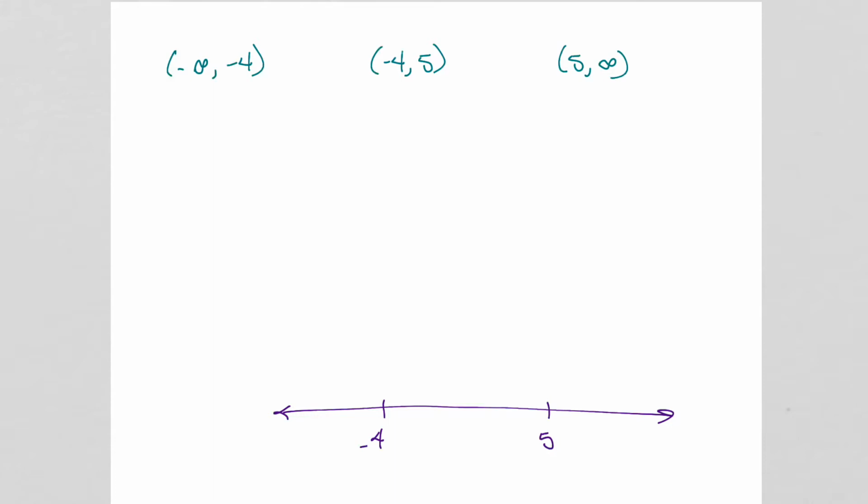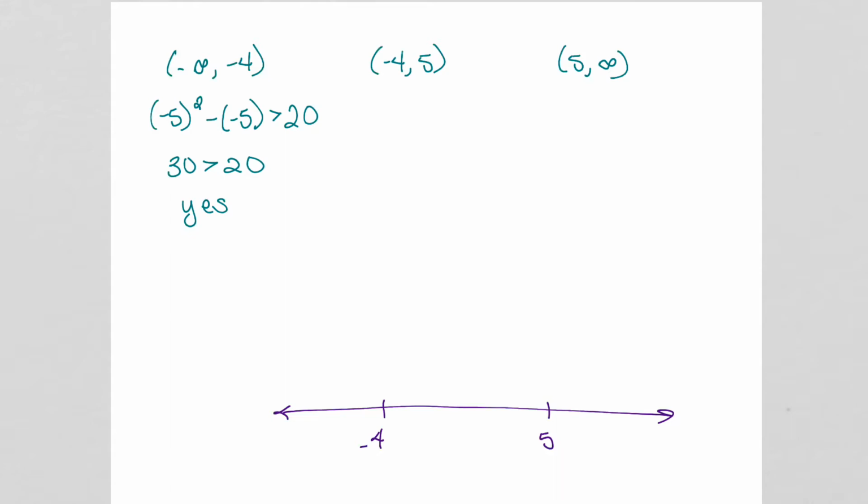So I just picked negative 5 for the first one, and we plug into our original inequality, so negative 5 squared minus negative 5, and we want to see, is that greater than 20? So negative 5 squared, that's 25, minus negative 5, that's adding 5, so 30 is greater than 20, so yes, we work there, and then we move forward.